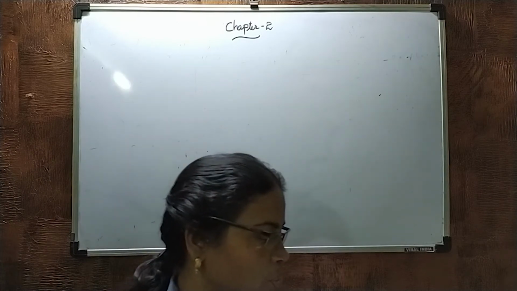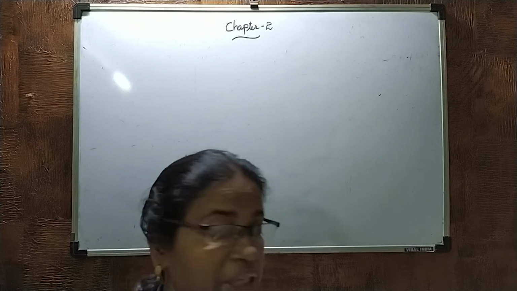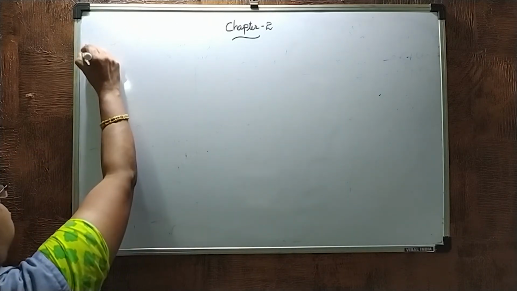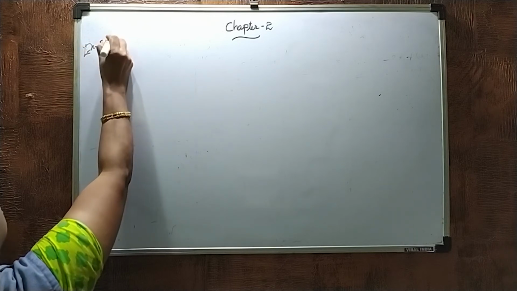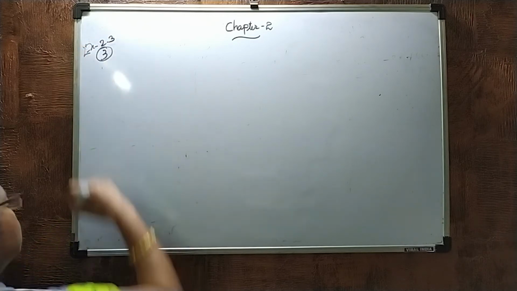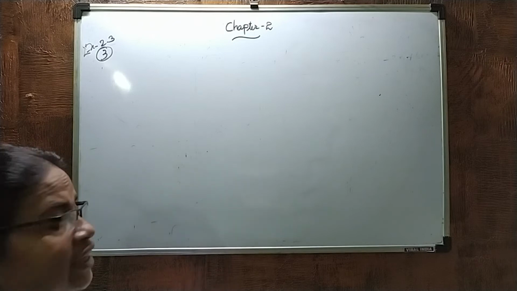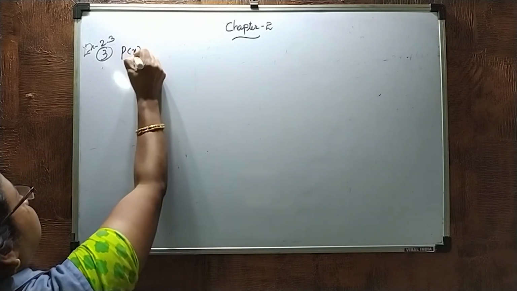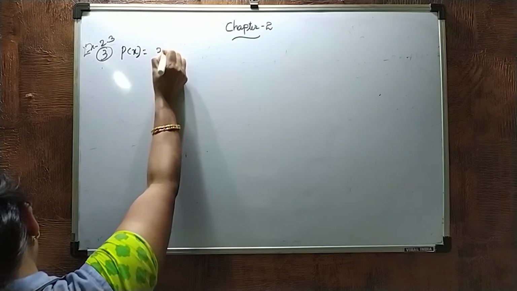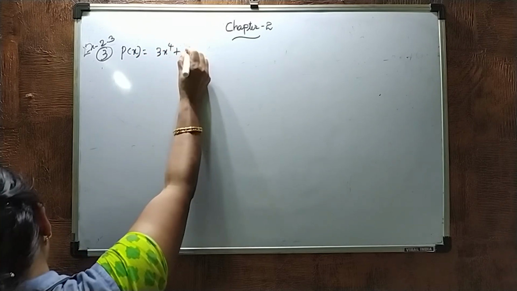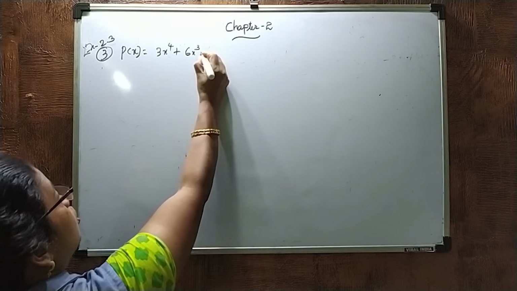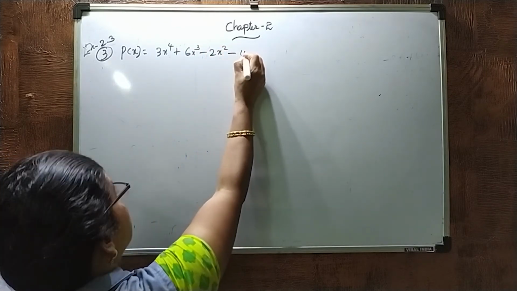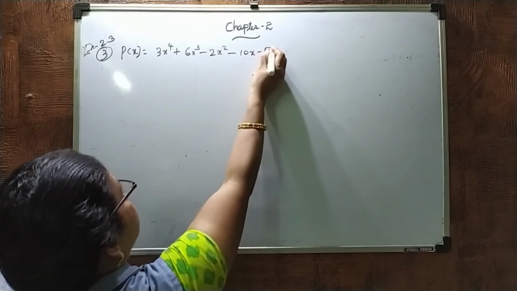Next question we'll do, exercise number 2.3, third question. Write the question from the textbook. So exercise number 2.3, third question. They had given you p of x equal to 3x^4 + 6x^3 - 2x^2 - 10x - 5.